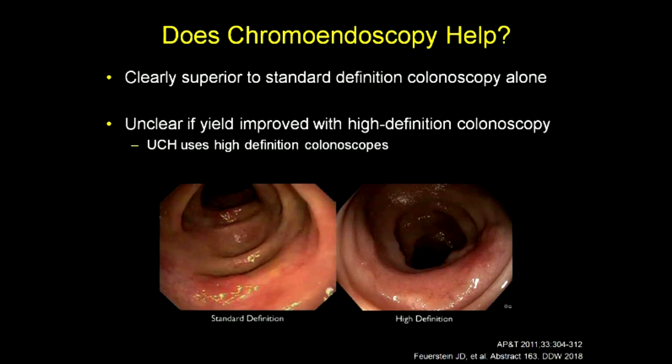So we now have high definition scopes, which have much better visualization. You can see standard def versus high def. The resolution that you get here is remarkably better than here. If we add chromo to this, are we going to actually increase our yield? And the answer is that's not quite so clear. We may be seeing enough now that we don't need to add chromo.